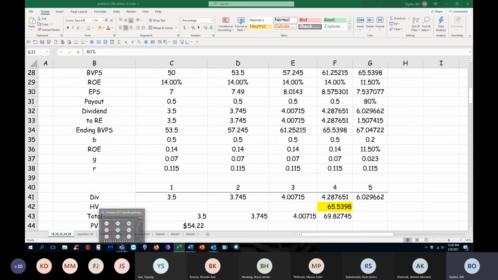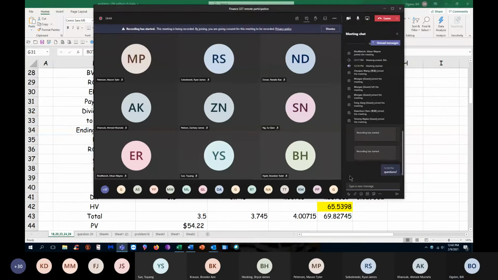Okay, how are we on this one? Any questions? Yeah, I have a question. Yeah, please. So just making sure it's only when ROE equals R that that ratio isn't going to affect it, right? Yes. Okay. Well, nothing changes when you have R and ROE the same. I mean, you can't create any value.